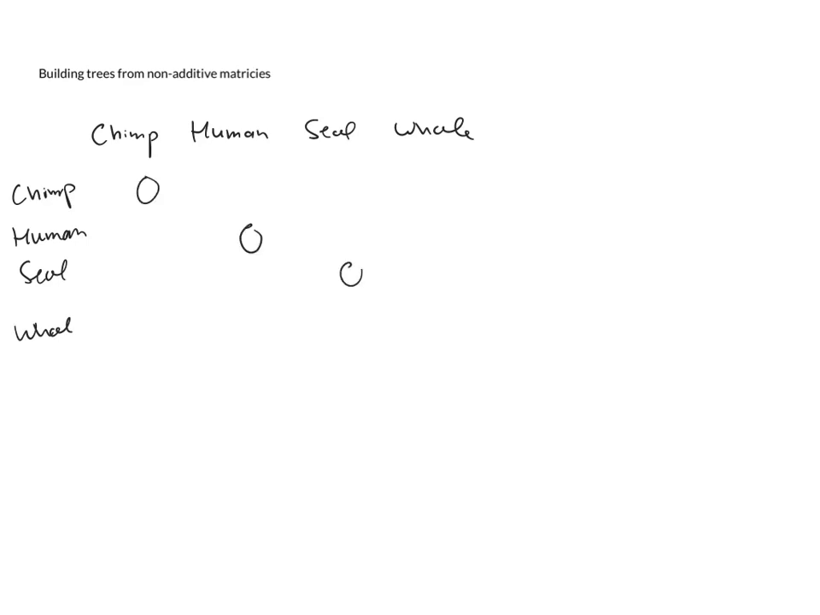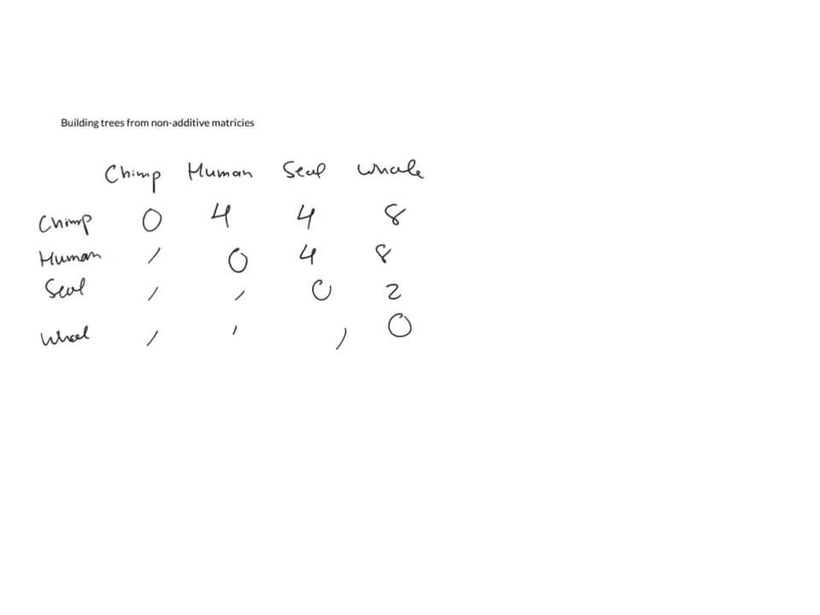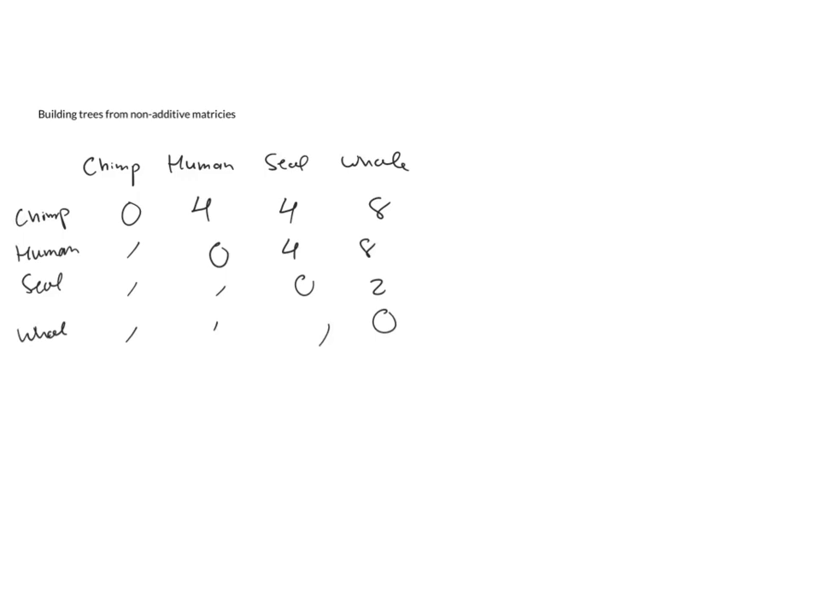Now, coming from the future again, since this was deleted, what happens if we have a non-additive tree? I'm going to give you an example, using the same sort of matrix as before: chimp, human, seal, whale. Here's chimp, here are our zeros. I'm going to modify the matrix just a little bit. I'm going to call this one 4, 4, 8, 4, 8, 2. And this one's not going to work with the previous algorithm, and I'm going to show you really quick.